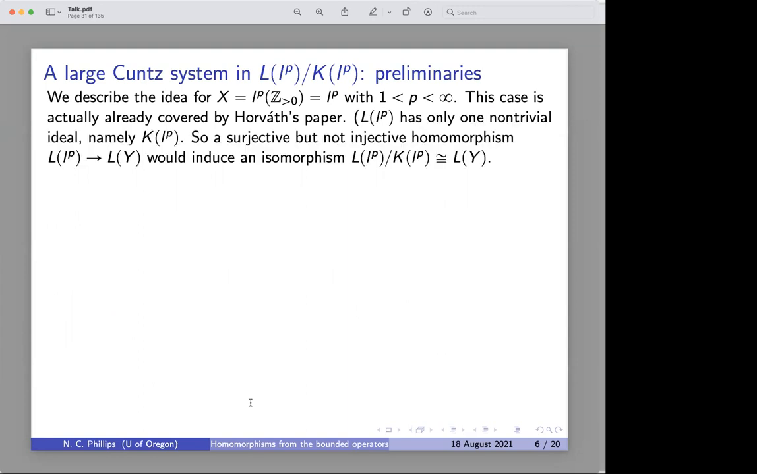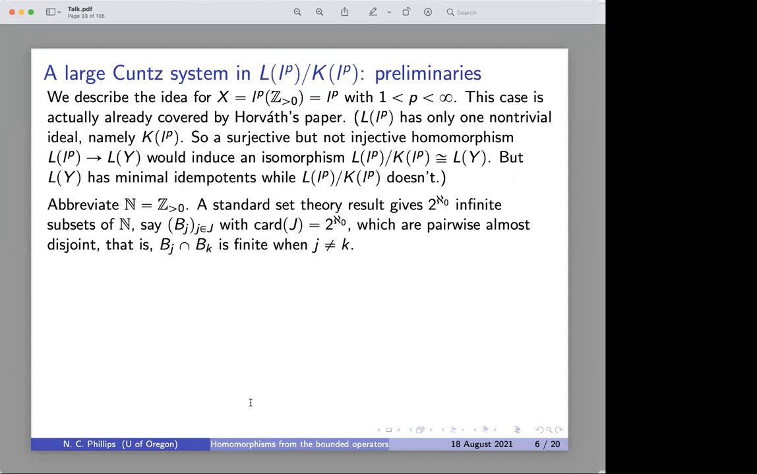And the reason is basically that, well, a bounded operator in LP has only one non-trivial ideal, namely the compact operators. So a surjective but not injective homomorphism would have to induce an isomorphism from the Calkin algebra of little LP to the bounded operators on Y. On the other hand, L of Y has minimal idempotents, but the Calkin algebra on little LP doesn't, so they can't possibly be isomorphic.